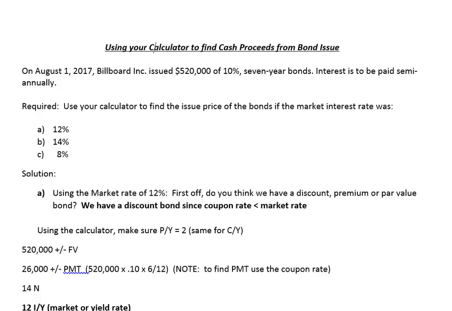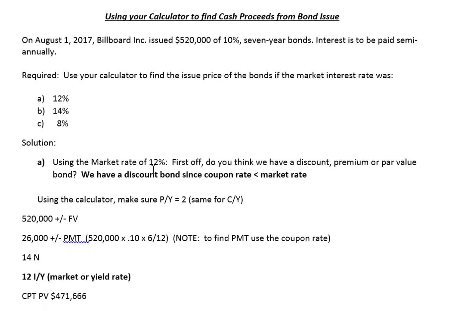Interest is paid semi-annually, and what we want you to do is find the cash proceeds that Billboard got from its investors when they issued the bond at these three different market yields: 12%, 14%, and 8%. You can see that the coupon rate, which is used to calculate the amount of interest that the issuer Billboard will pay its investors, is different than the market rates. So what we need to do is figure out how this might affect your cash proceeds from the bond issue.